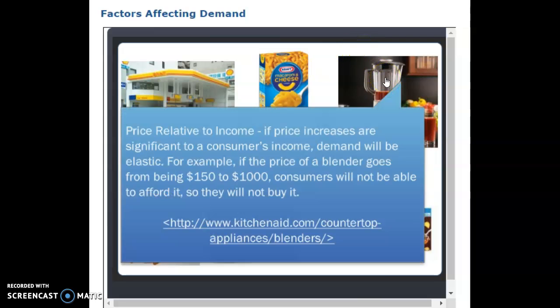Price relative to income. If price increases are significant to a consumer's income, demand will be elastic. For example, if the price of a blender goes from being $150 to $1,000, consumers will not be able to afford it, so they will not buy it.